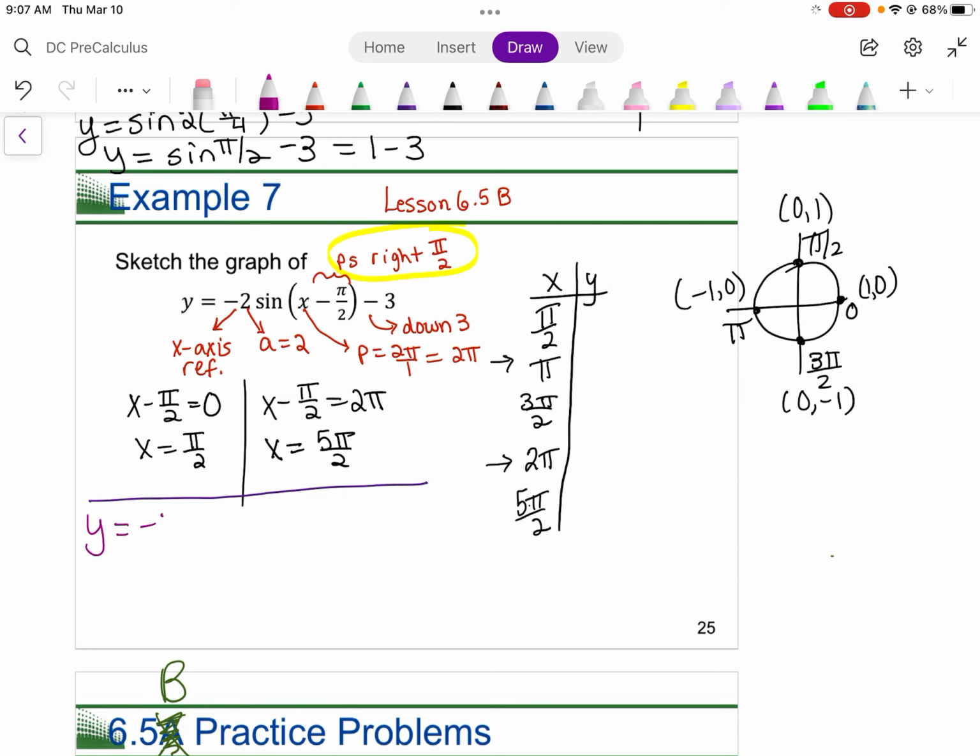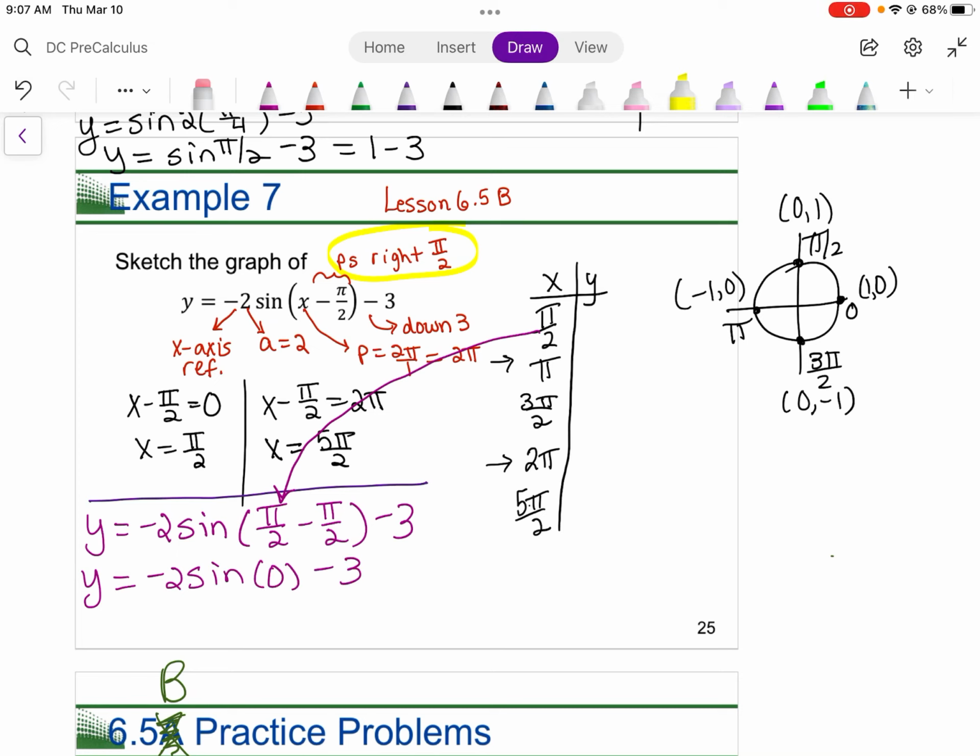All right, y equals negative 2 sine, I'll plug in x first, pi over 2 minus pi over 2, minus 3. So that x value went right in there for x. Y equals negative 2 sine of 0 minus 3. All right, the sine of 0 is 0. That is my y value right there. So I have negative 2 times 0 minus 3, and I end with negative 3.